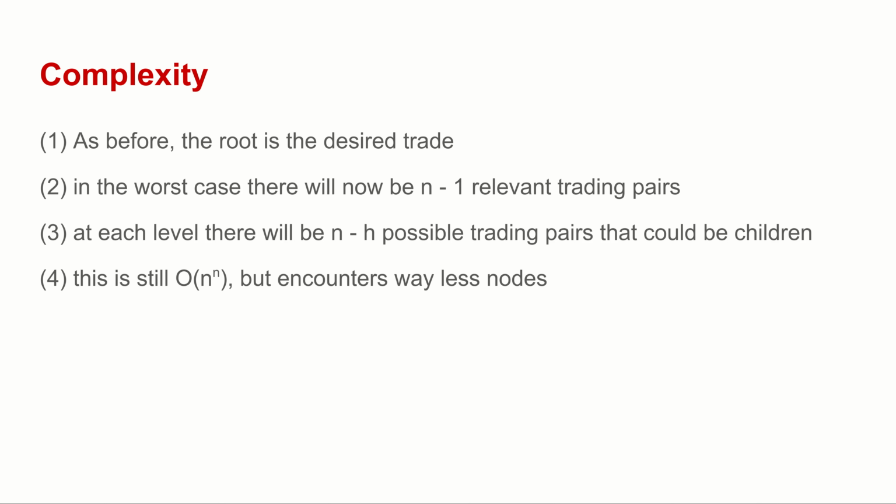We can revisit it. So as before, we set up the root, and then each level after the root is now going to have n minus 1 relevant trading pairs instead of n, because we can't do repeats because of heuristic 2. So now each level is going to have n minus h, with h the height, possible trading pairs that could potentially be children. So in the worst case, this is still big O of n to the n, but it's less bad. So you're counting fewer nodes. So in practice, this is faster, and I'll get into that more in a second.